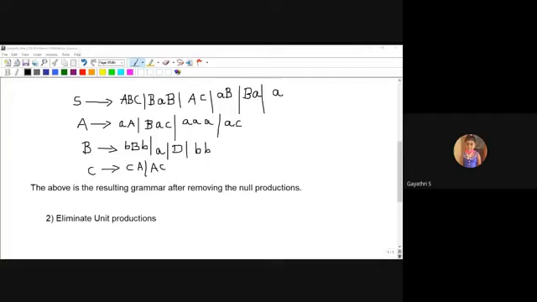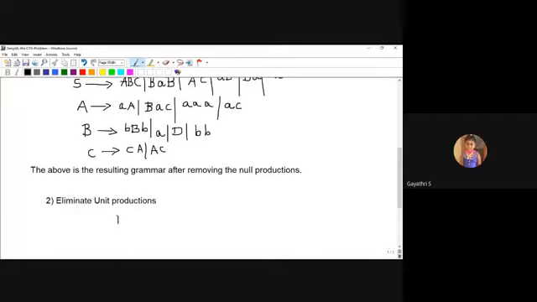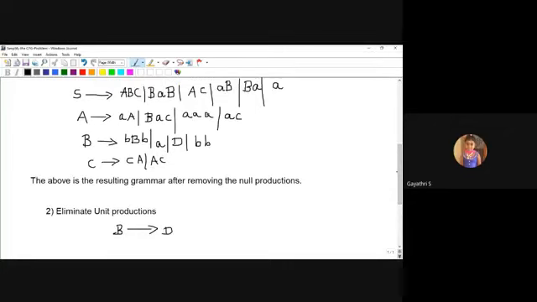So the unit production, B is the source of the unit production. B gives D, which is the unit production. So I have to remove the unit production. What is the step for removing a unit production? In the place of the unit production, I can replace it with its own productions, right? Here I want to replace D with D's own productions, but there are no productions regarding D, so I just eliminate D. That's enough, because D doesn't have any productions. So I remove D.